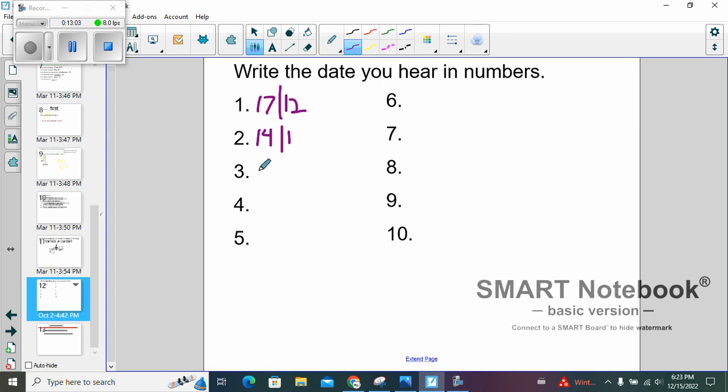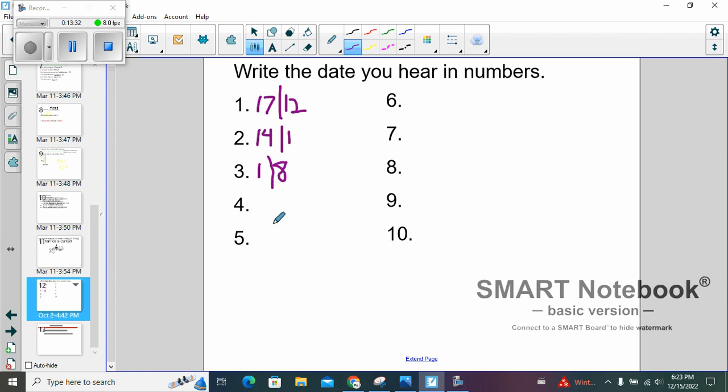Next one. Es el primero de agosto. Using a trick word here. Can you remember it? Es el primero de agosto. Did you get August 1st? 1/8.